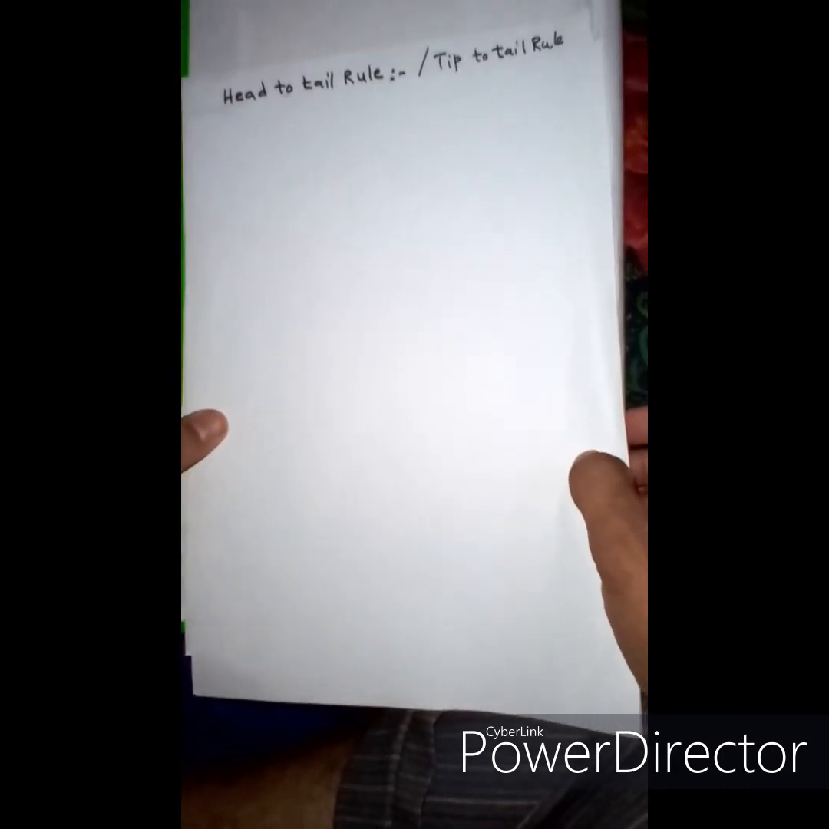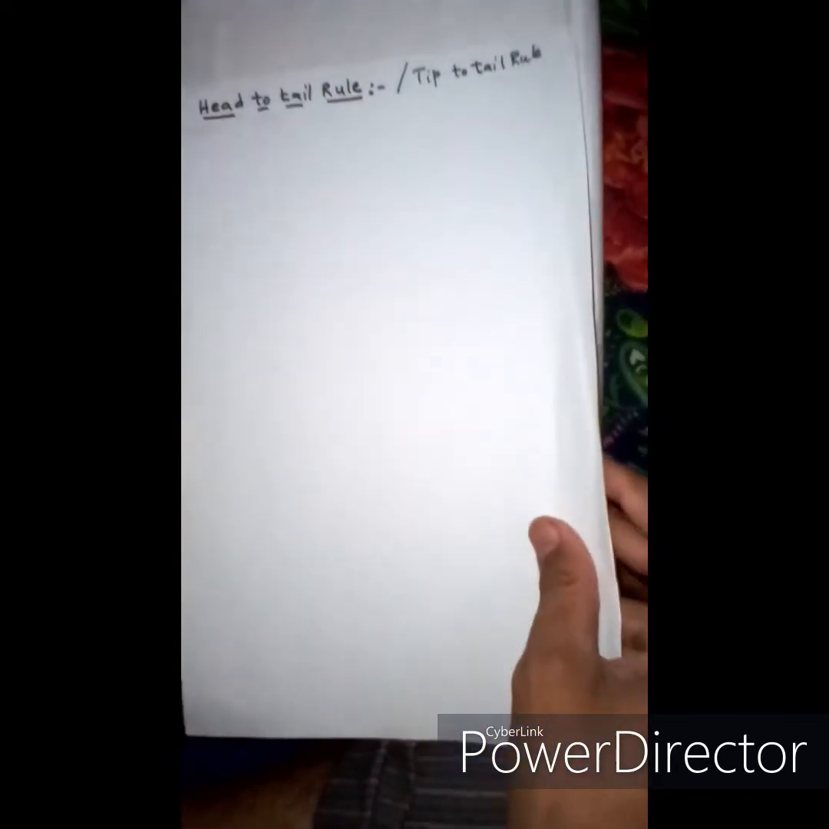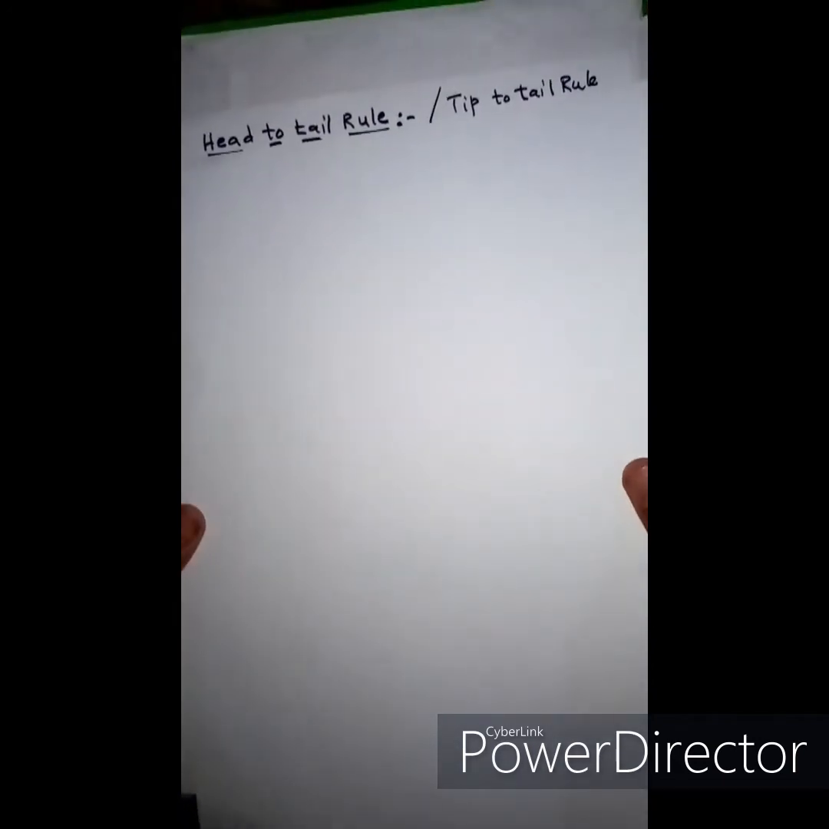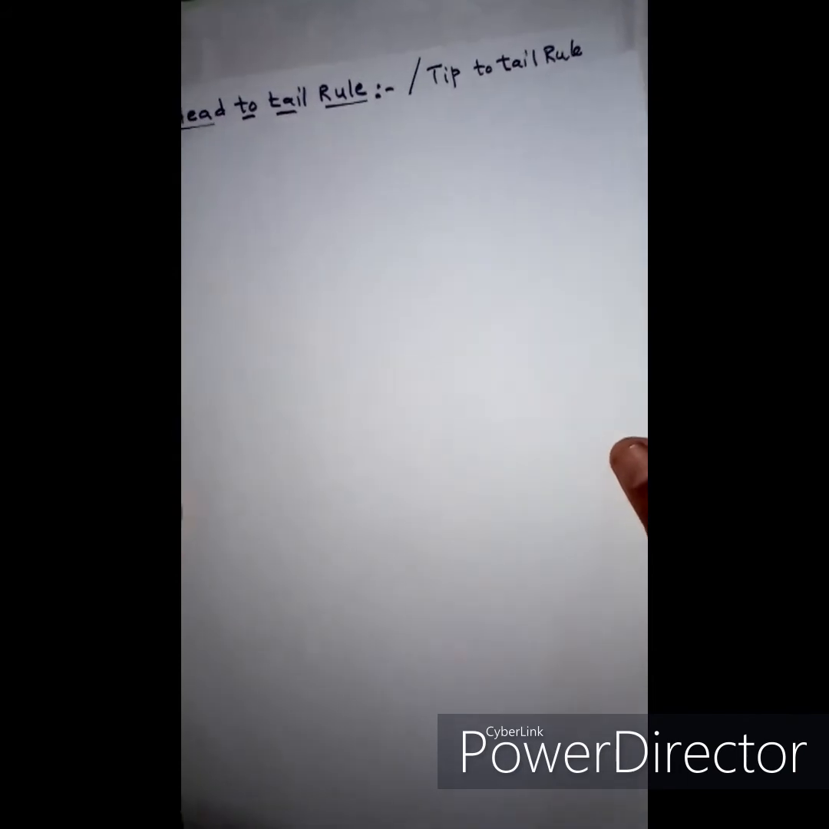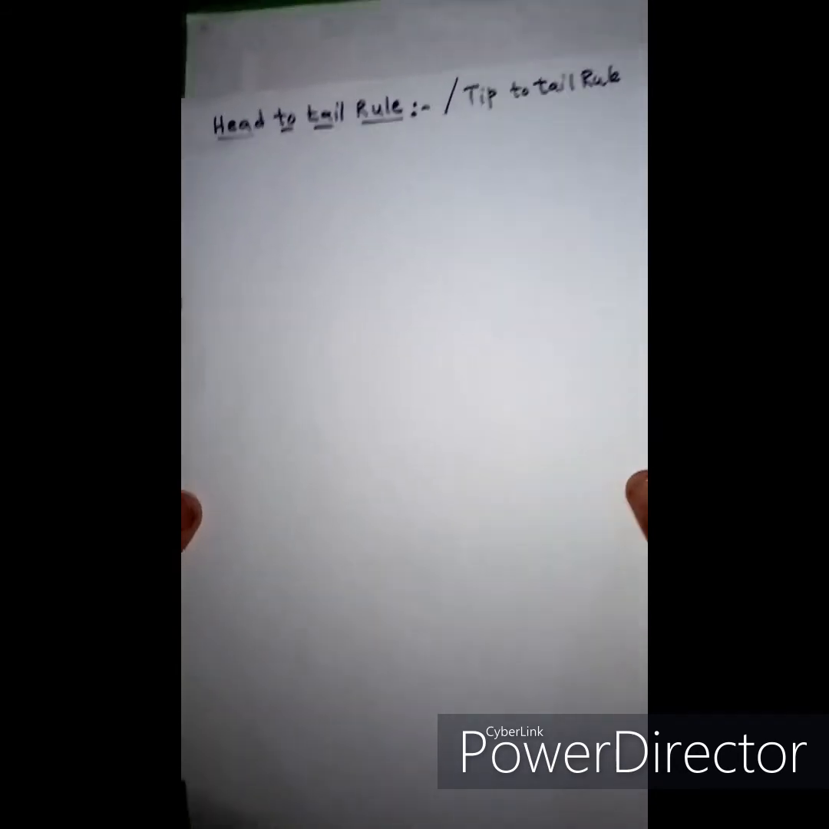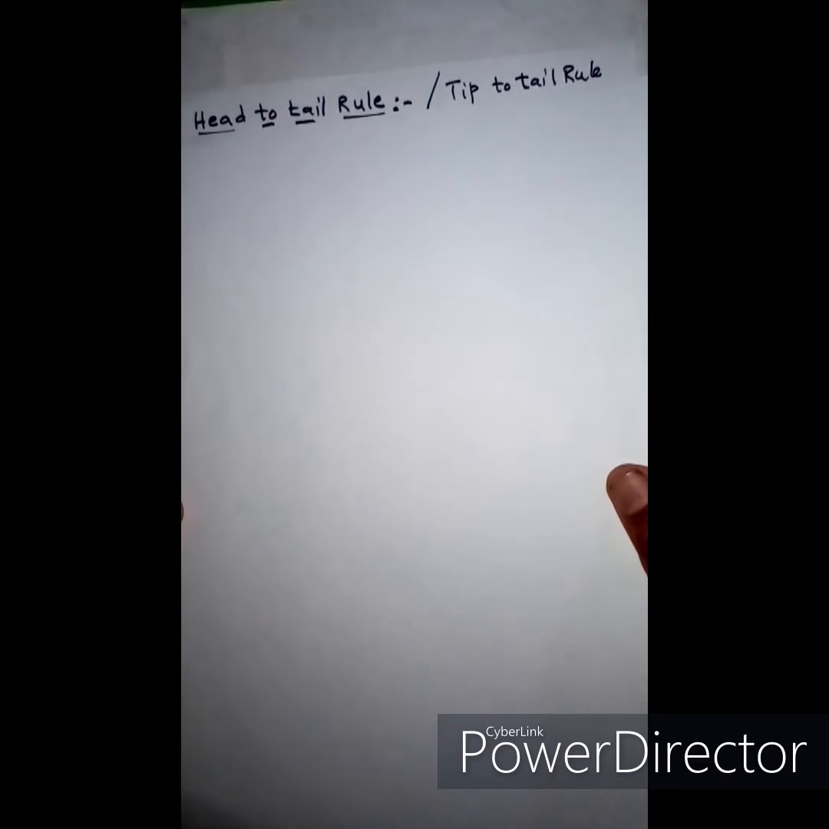Today we are going to discuss the head to tail rule, or tip to tail rule. The head to tail rule we basically use to add two or more vectors. Not necessarily all the time do we have two vectors. Even if we have two or more vectors, like three vectors, four vectors, five vectors, we can add them together by using the head to tail rule, another name of which is the tip to tail rule.